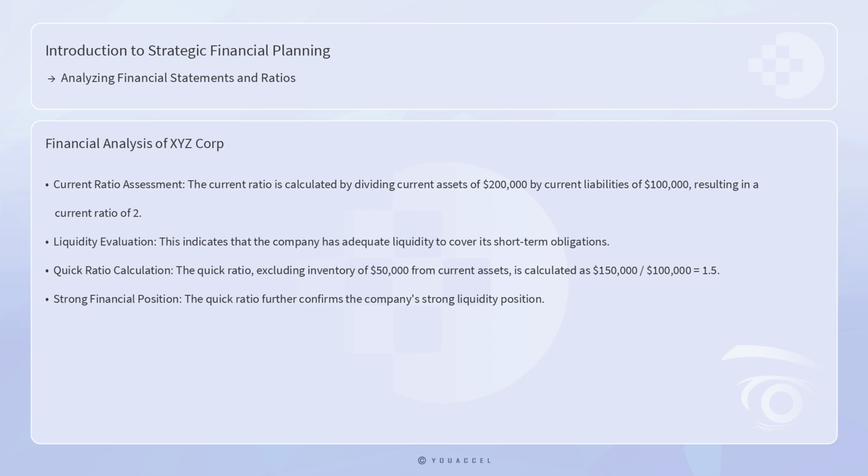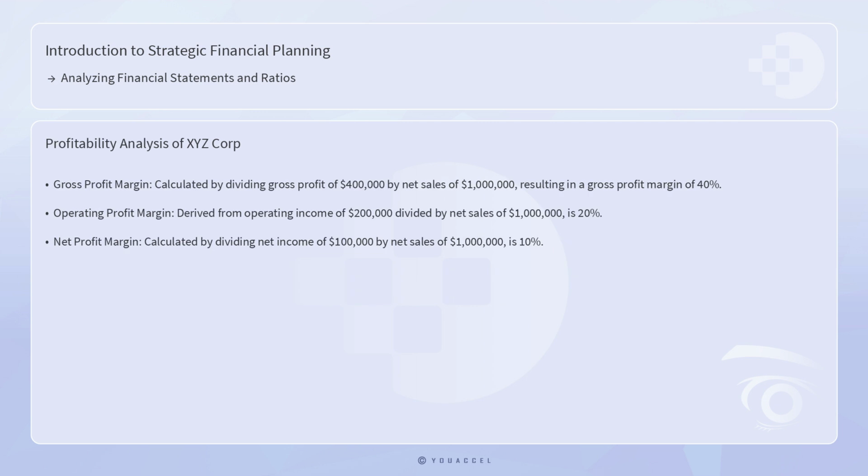strong liquidity position. For profitability analysis, the gross profit margin is calculated by dividing gross profit of $400,000 by net sales of $1,000, resulting in a gross profit margin of 40%. The operating profit margin, derived from operating income of $200,000 divided by net sales of $1,000, is 20%. The net profit margin, calculated by dividing net income of $100,000 by net sales of $1,000, is 10%. These profitability ratios indicate that XYZ Corp is generating substantial profit from its operations.